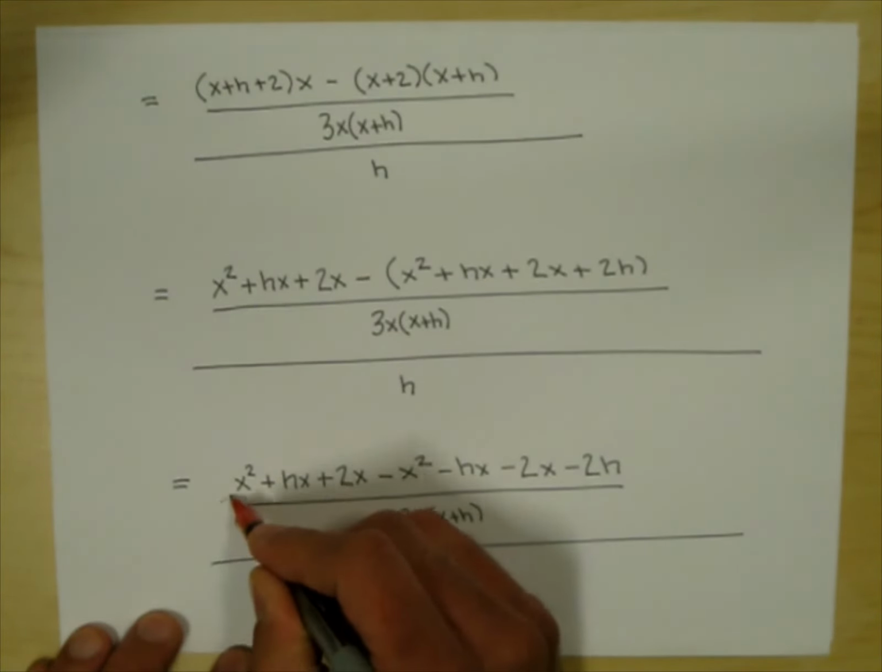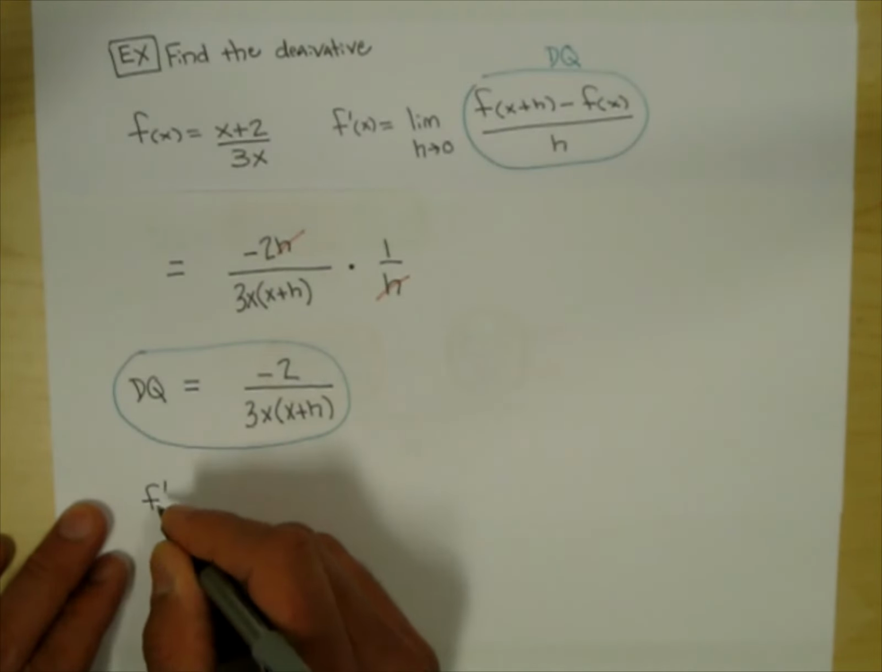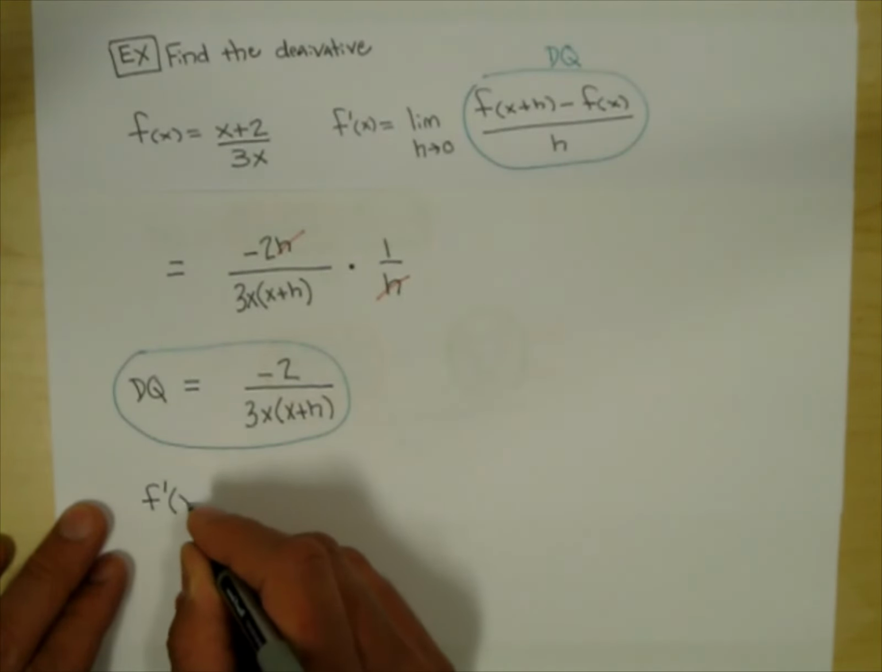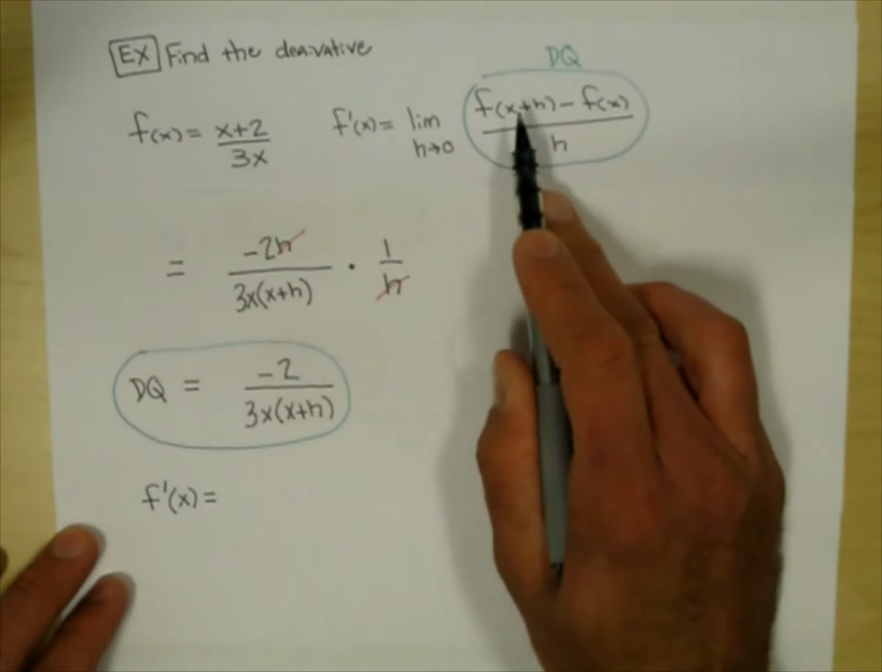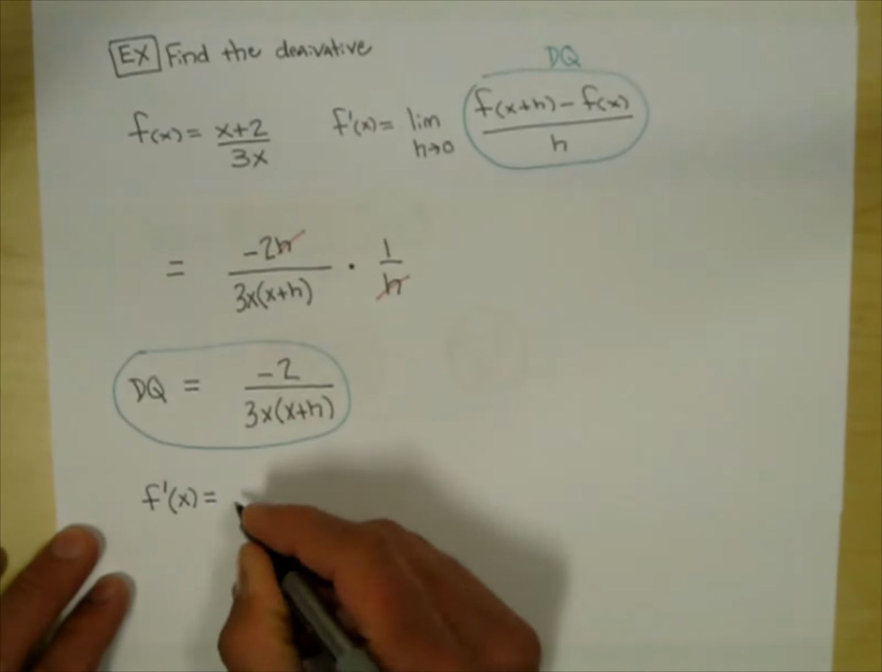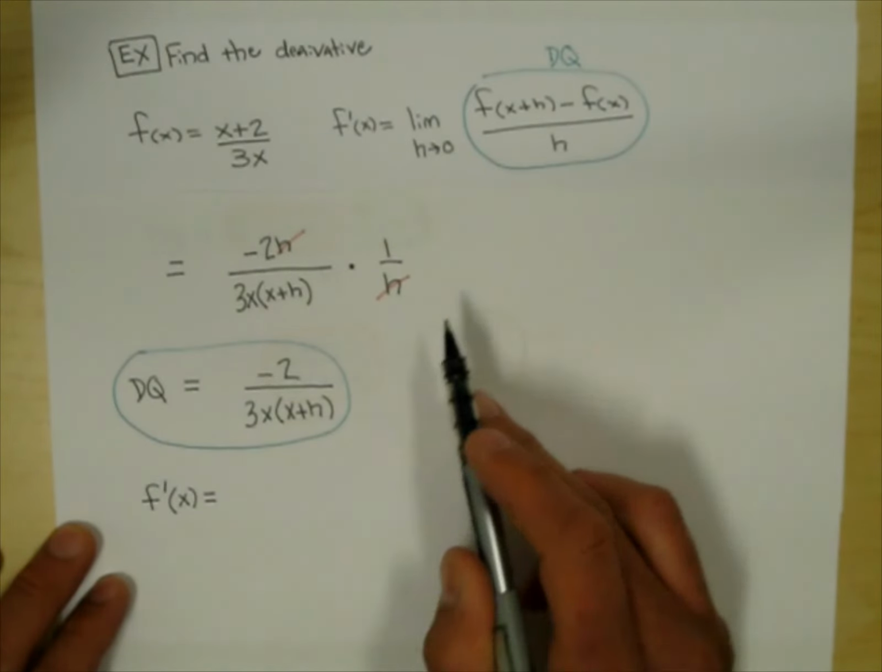Okay, so what we'll do is get rid of this work here. We want to compute the derivative, so we'll put that right there. Now remember, the derivative has this notation, f prime of x, which equals the limit as h approaches 0 of the DQ. So we've done these a lot of times, and now we know how to take a limit.